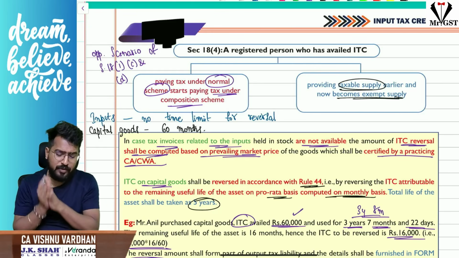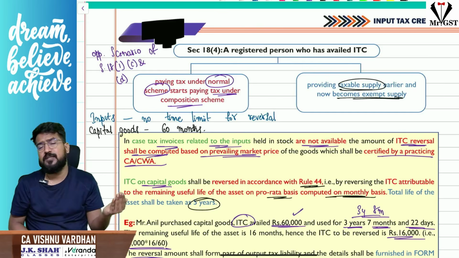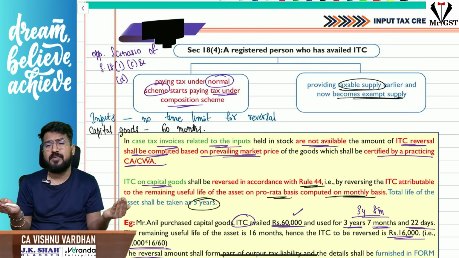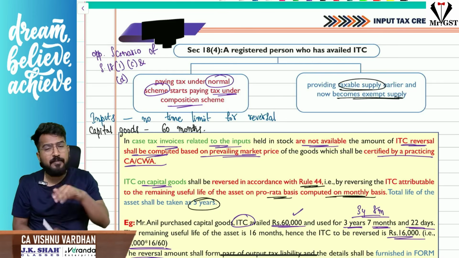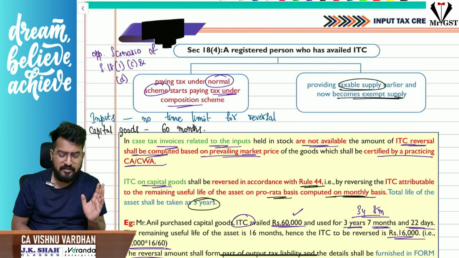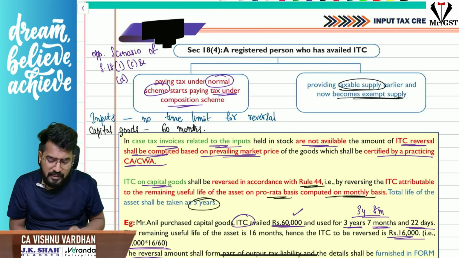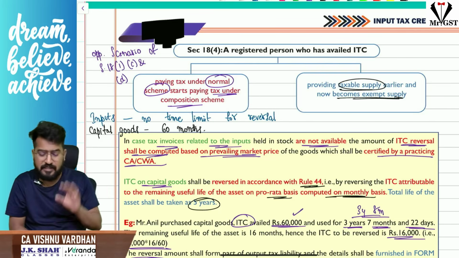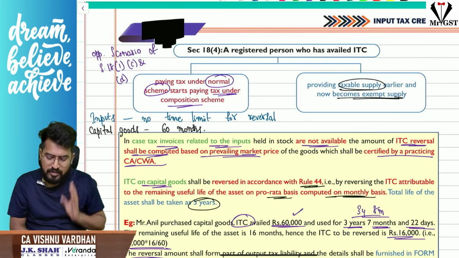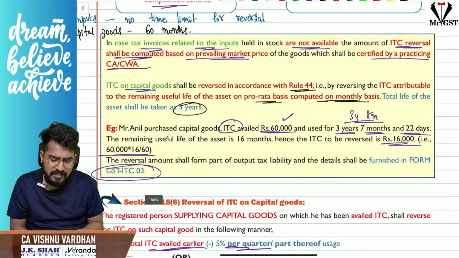So here what you can do, sir, when you are going from normal scheme to composition scheme, or taxable supply becomes exempt supply, whatever inputs and capital goods you are having, please reverse the ITC. Inputs, proportionately reverse the ITC. If it is capital goods, there you have availed ITC on a quarterly basis; here you have to reverse ITC on a monthly basis. So simple, we will see how many months the capital goods is used.